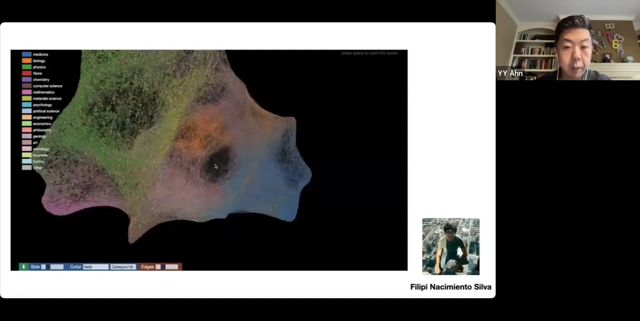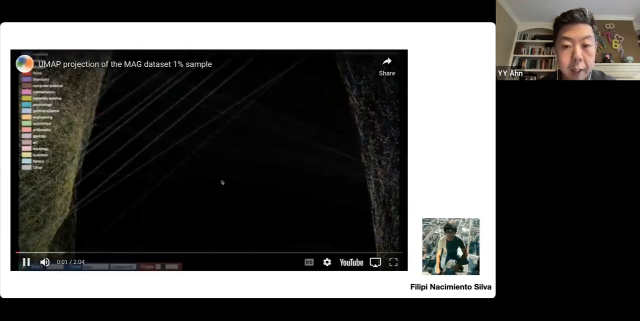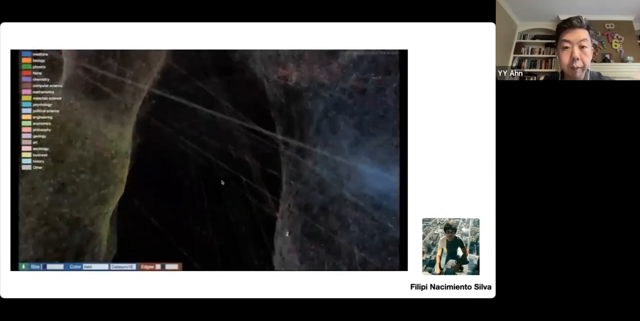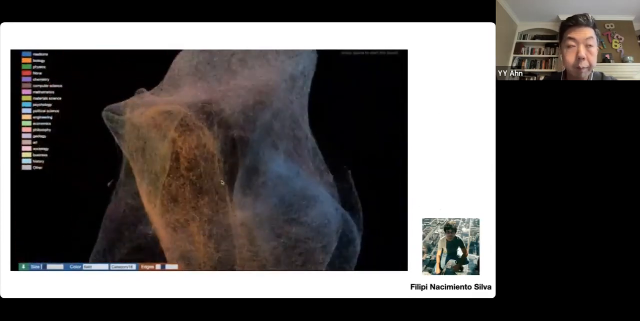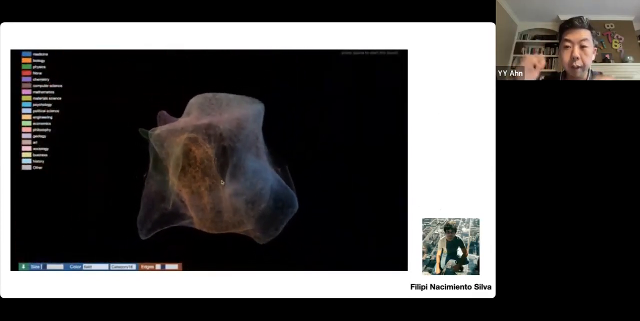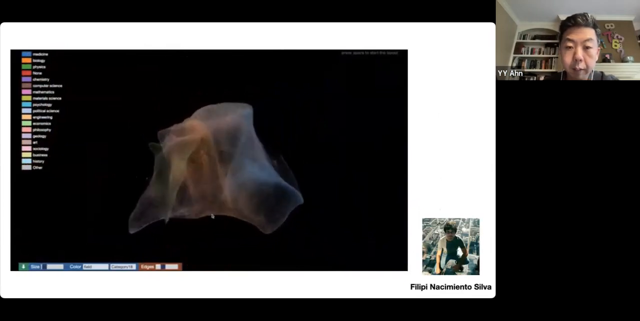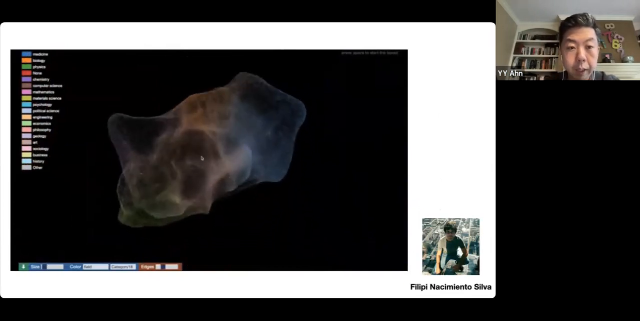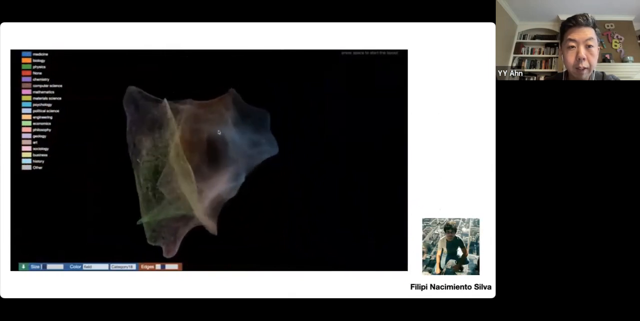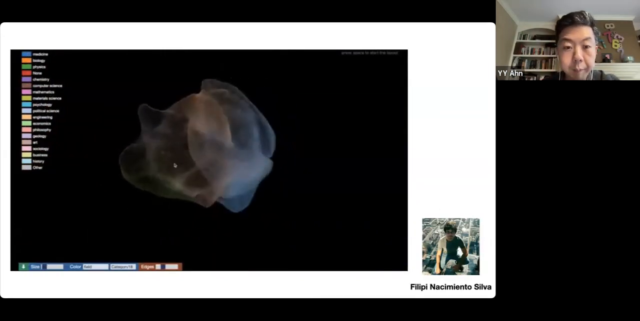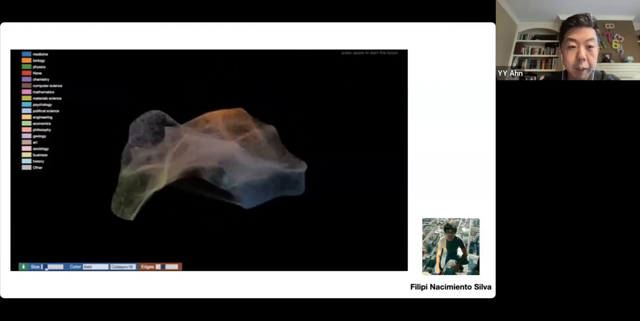So that was one exhibit, and we've been working on a new way to conceptualize the knowledge space, and this is part of the project where you can see how different areas of science are organized in the embedding space.